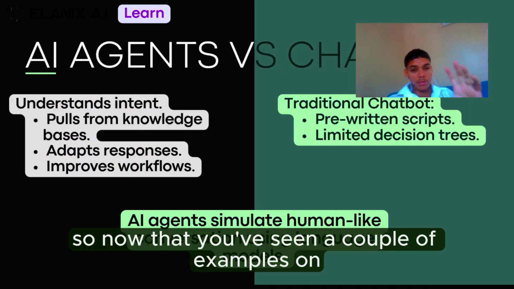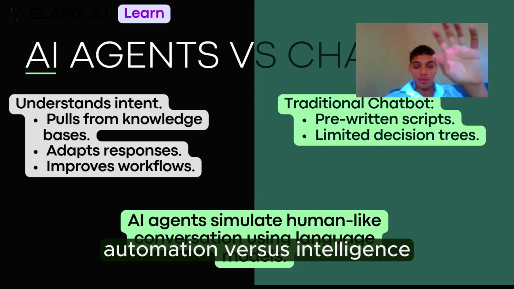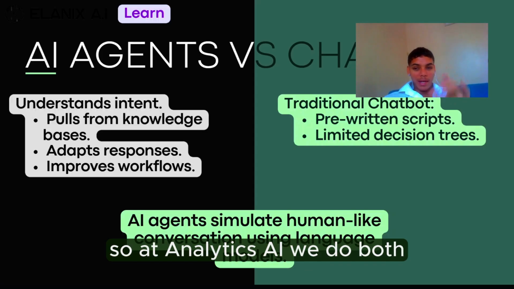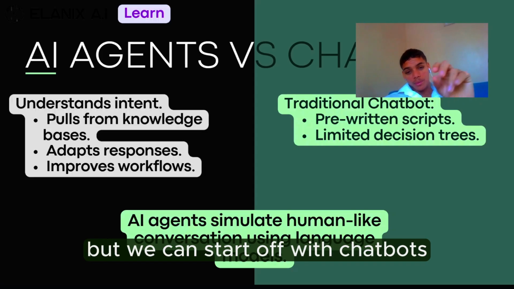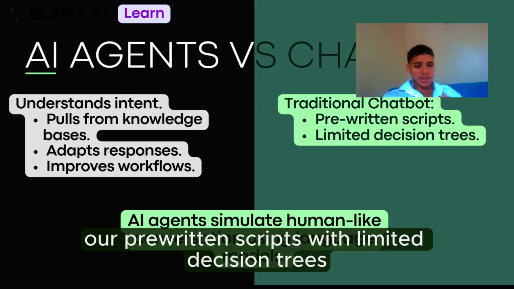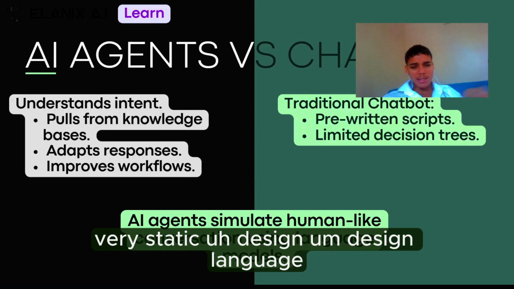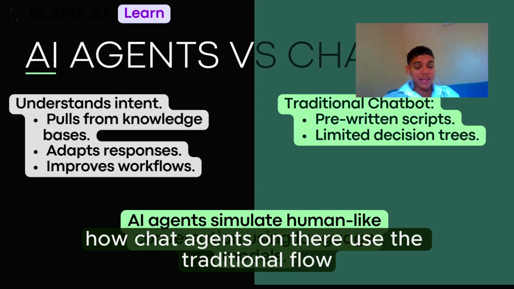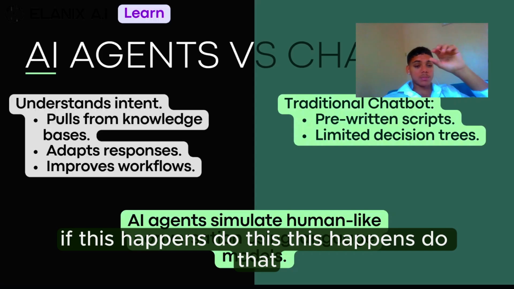So now that you've seen a couple of examples on automation versus intelligence, the next part of that is agents versus chatbots. Okay? So at Elanix AI, we do both, but we can start off with chatbots. These are the traditional pre-written scripts with limited decision trees, very static design. And this is what I made in the previous video on ManyChat, how chat agents on there use the traditional flow. If this happens, do this. This happens, do that.